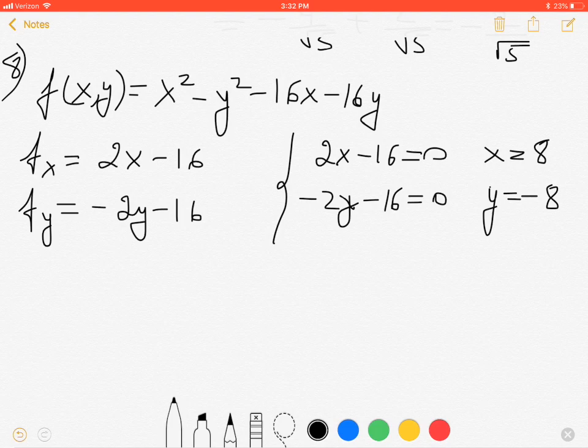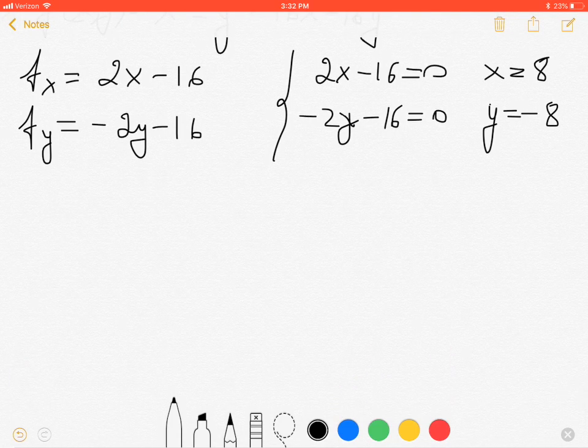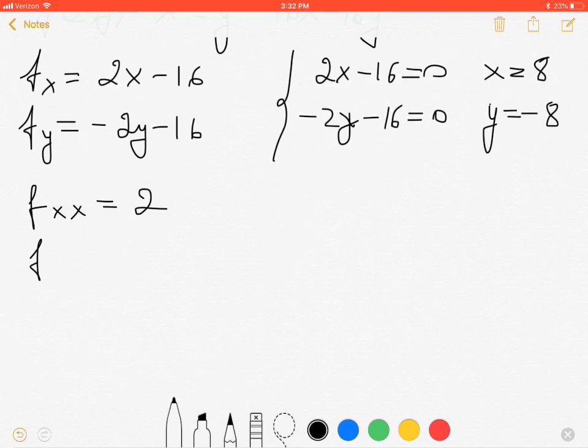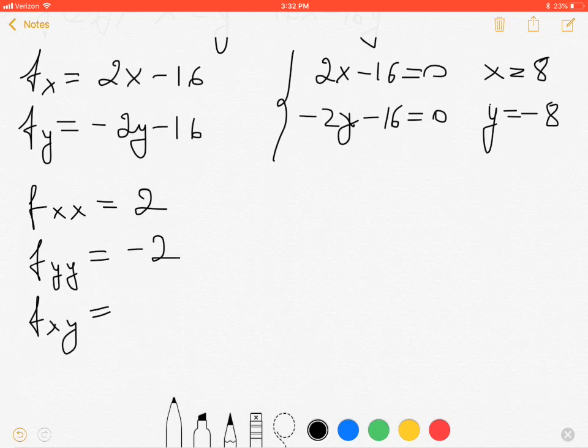Now we need to check the second derivative, okay. fxx gives me only 2, fyy gives me negative 2, and the mixed fxy will be 0.